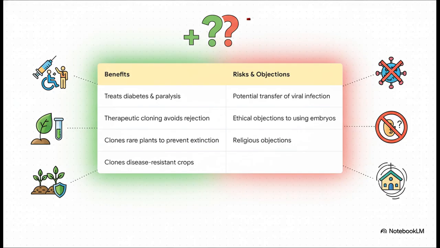The way to get top marks is to build a balanced argument. So you pick a point from the benefits column, and then you counter it with a point from the risks and objections column. For example, you could say, stem cells offer amazing potential to treat diseases like paralysis. But then you immediately follow up with, however, there are serious ethical objections to using embryos to get these cells. See, you're showing the examiner you can think critically and weigh up both sides. That is what will get you those top marks.